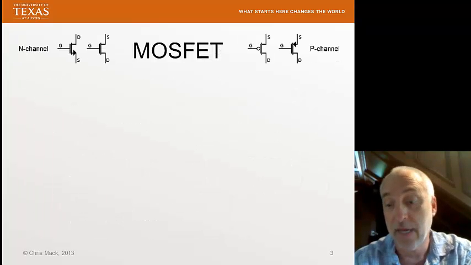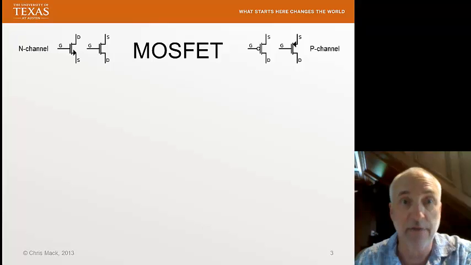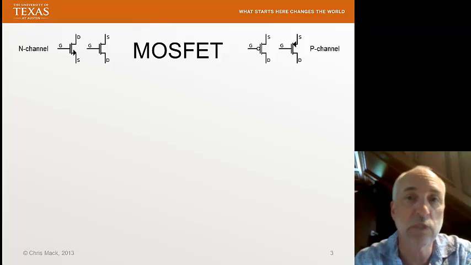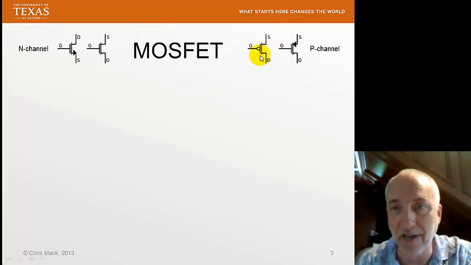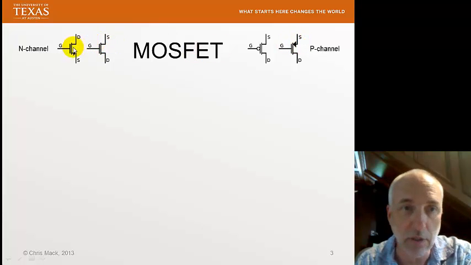MOSFET, on the other hand, is a very different kind of operation. We see the symbols up at the top. In fact, there's a couple of different styles of symbols. Little circle here, or the arrow pointing in, is the P channel, and no circle, or the arrow pointing out of the source, is the N channel.